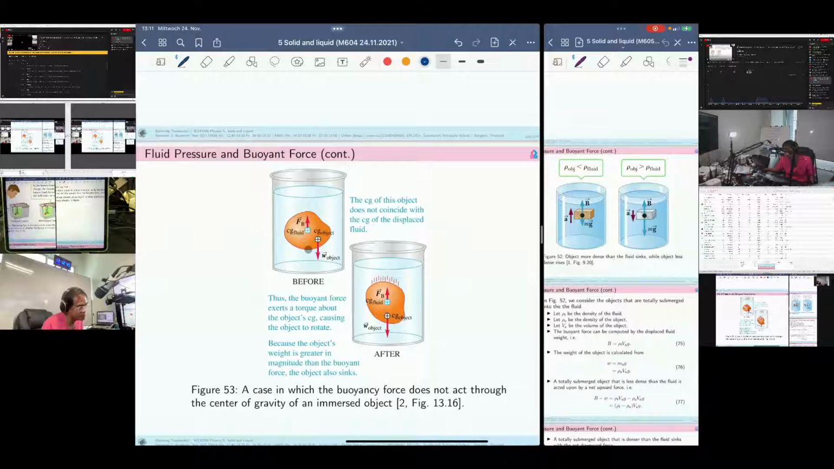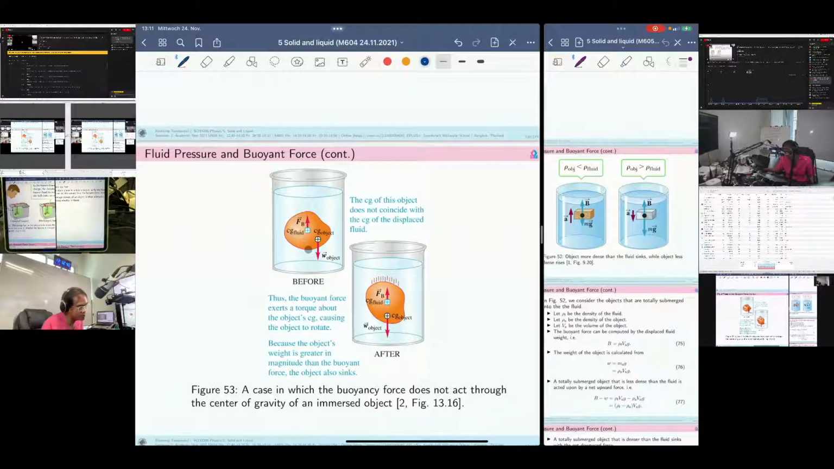The center point of the whole structure is right here, but the center of gravity of the object is right here, because, okay, it's not made with uniform material. The density is not uniform in the whole piece of this material. So this one is heavier than the other part. So the center of gravity lies here.